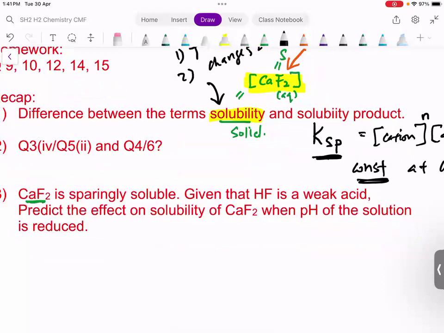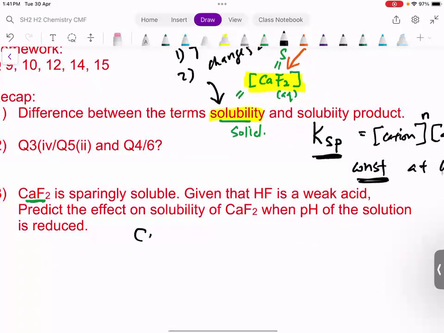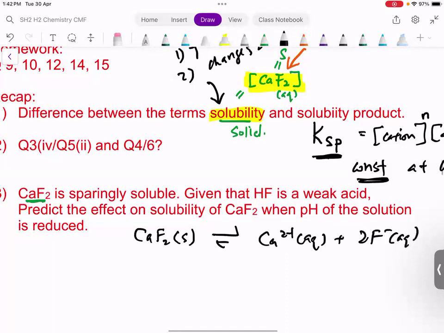What do you think will be happening to the solubility? Increase or decrease? It will decrease. Why so? If I talk about calcium fluoride being a sparingly soluble solid, the equilibrium process will look something like this: CaF2 in equilibrium with Ca2+ plus 2F-. So this will be the equilibrium that we consider for solubility.